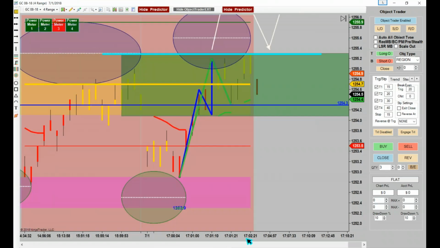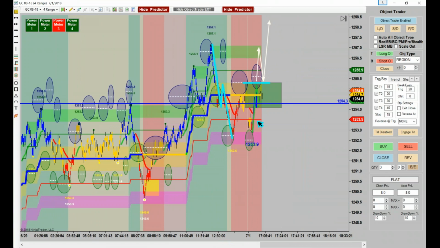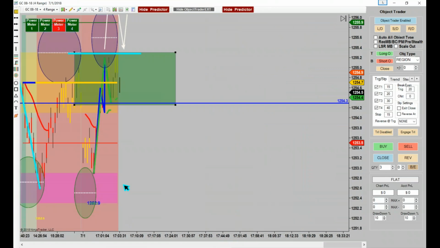Instead, let me see if I can get that box. There we go. Like that. But keep in mind, when you do it that tight, there's a lot of times they're just going to close outside it, touch this swing, and then hammer you in the face, so to speak. Let's see, my object trader doesn't fire. It's just the regular rectangle for region.